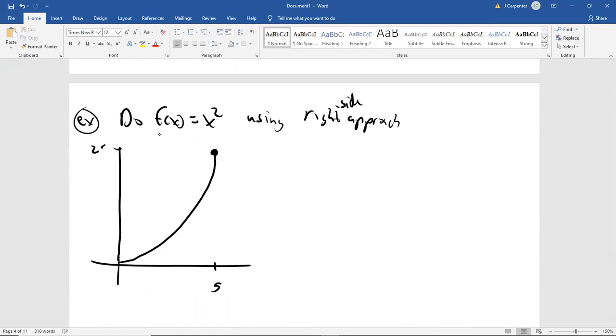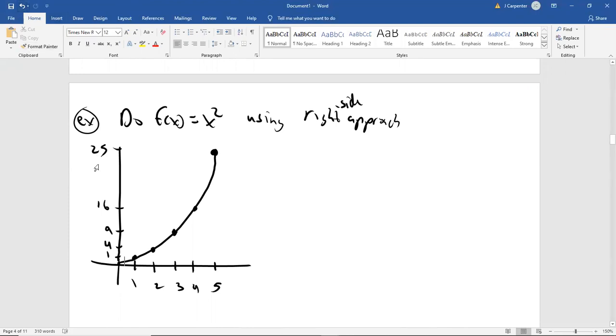That height is 25. Let's go 1, 2, 3, 4. And the heights: that's got a height of 0, then a height of 1. Then this has a height of 4. This has a height of 9. This has got a height of 16. And then way up there, a height of 25.